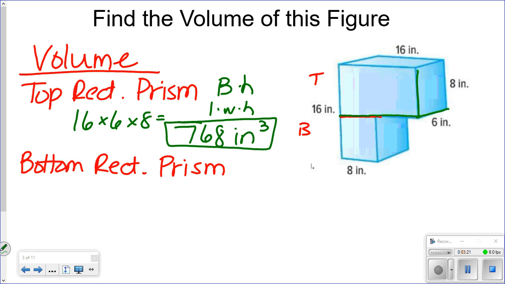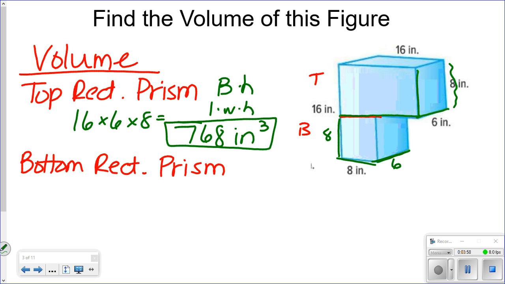Okay. Same thing for the bottom rectangular prism. We have to find some dimensions there. We do not know all the dimensions. I know a few of them though. I know this is 8. What else do I know? This one is 8, you think? Okay, so how do you know? Because it's half of 16, so this is 8 on the other side. And then what would this be? 6. Yes, it is 6, because if this is 6, it's going to continue all the way down.